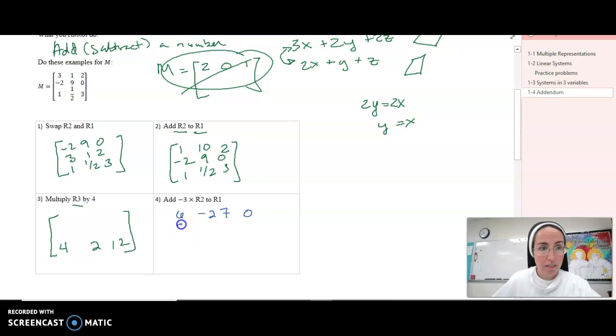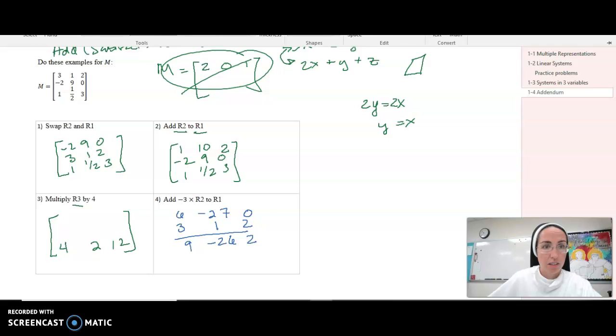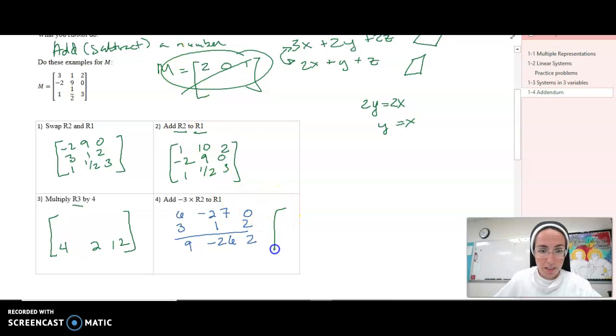What's row 1? 3, 1, 2. That gives me 9, -26, 2. So let's draw the whole matrix. I've added it to row 1, which means I write it in the place of row 1. 9, -26, 2. And the other rows remain unchanged.